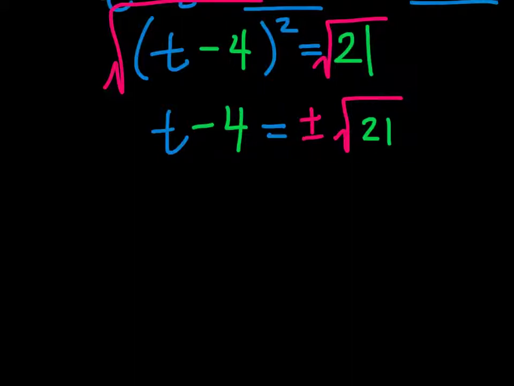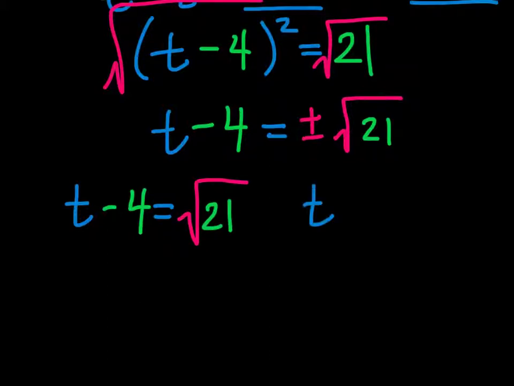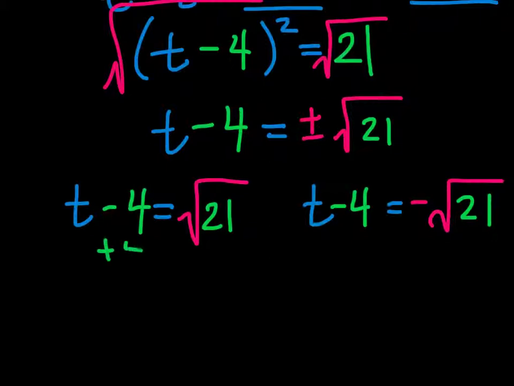Last step, we need to create two equations. So we have t minus 4 is equal to positive square root of 21. And we have t minus 4 is equal to the negative square root of 21. Our last step is we need to actually add 4 to both sides of our equation, and we're going to do that all the way across and get both of those equations taken care of in one fell swoop.